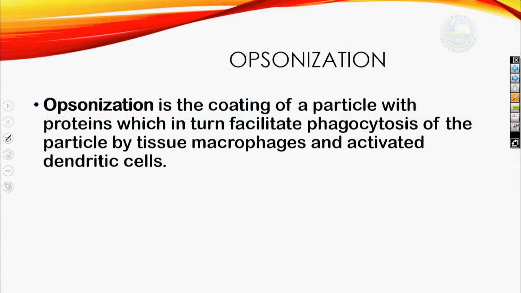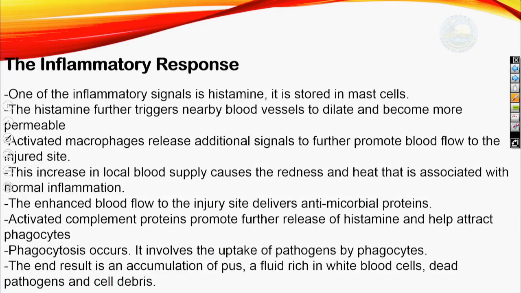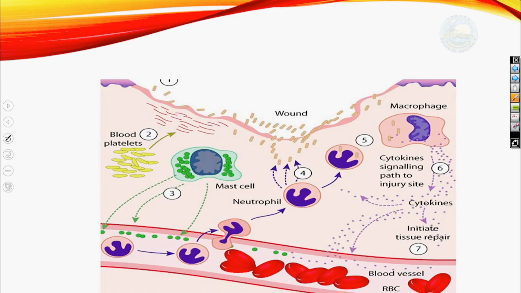But they do try to quell an infection. So opsonization is the coating of a particle with proteins, which in turn facilitate phagocytosis of the particle by tissue macrophages and activated dendritic cells. So this inflammatory response, all of this here basically is talking about what happens during the process of inflammation. What happens if something enters? You get a cut and a pathogen enters. What happens? So I'm going to use the diagram to show you, and then I'm going to come back here.